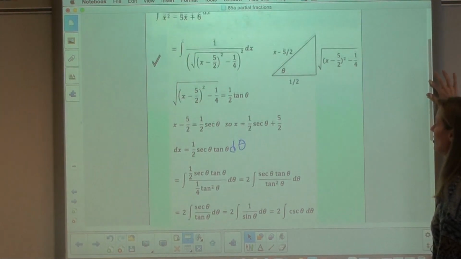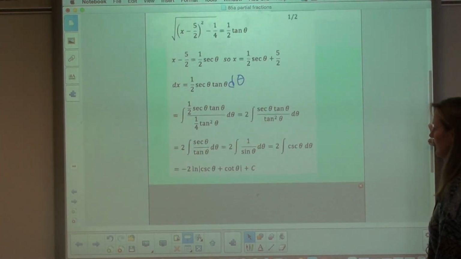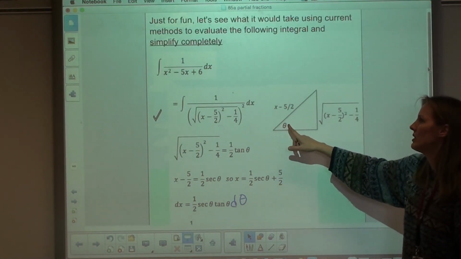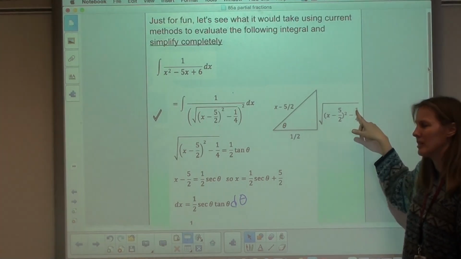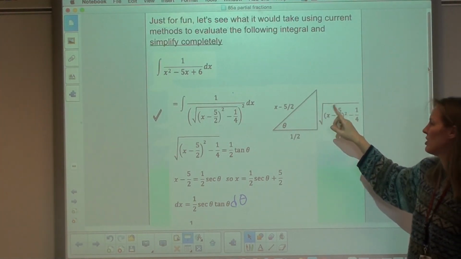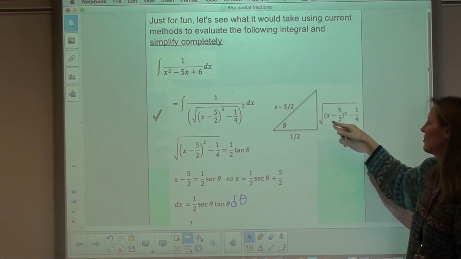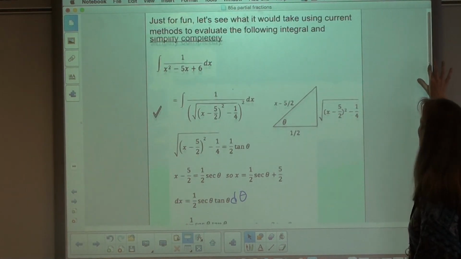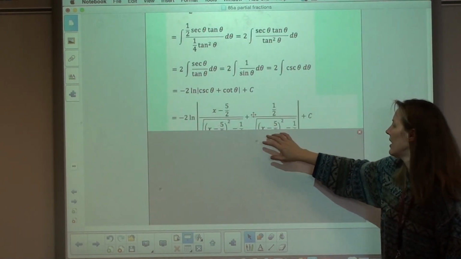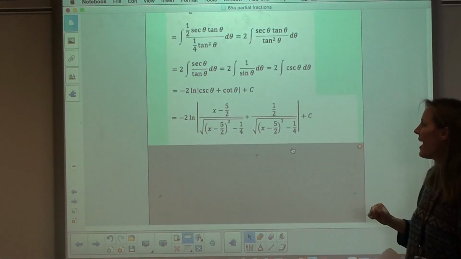Okay, so I go back up here and I need a cosecant and a cotangent. Cosecant is hypotenuse over opposite, so it's x minus 5/2 over this root. Cotangent is adjacent over opposite, so it's 1/2 over this root. So we plug in the x values and we get that.